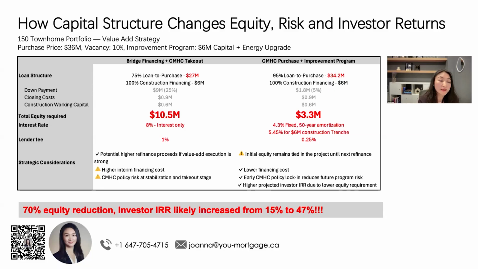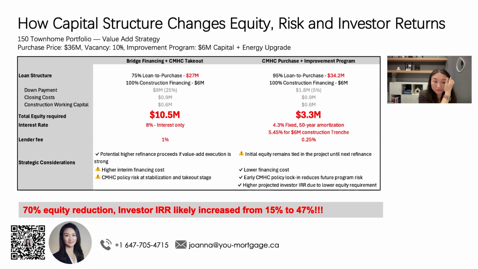For some smaller cases, maybe bridge loan and CMHC financing takeout is still workable, because by doing that, if you are doing value add and it's very strong, you might be able to pull out all the down payment and the construction tranche, or maybe you can get more money back. But for a smaller loan, the slightly higher interest rate may be recovered from the equity takeout in the future.